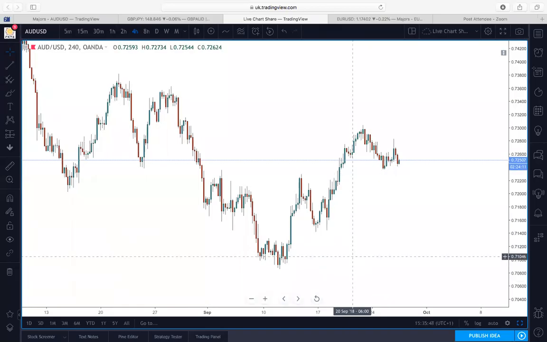Okay, so guys, I'm going to break down the Aussie dollar and the GBP JPY for everyone. I'm going to show you my short to medium term view and my long term view as well, and potential opportunities over the next few days.